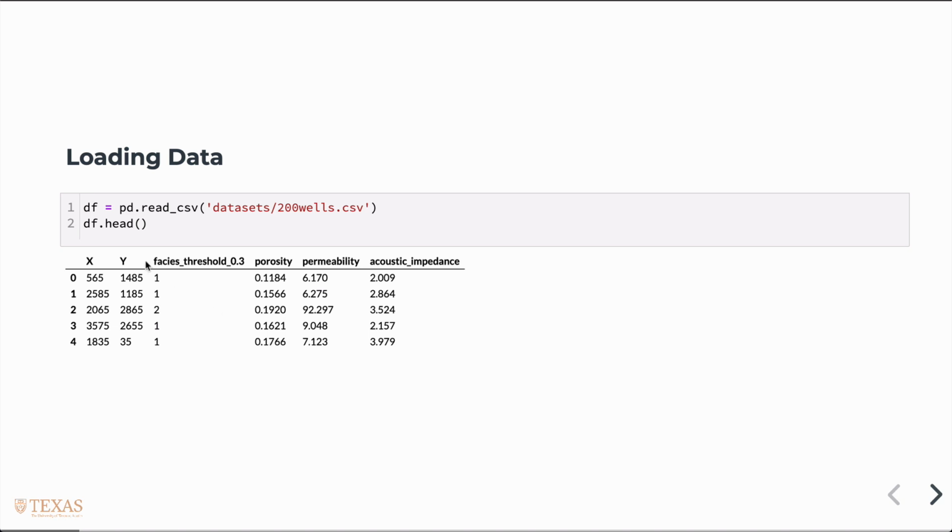So you'll see this often, this head. Head does accept an argument. The default is to display 5 rows, but you could give it an argument if you wanted to display 10 or 15 or 20 more of the data set.